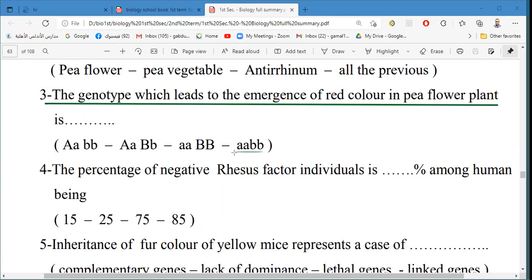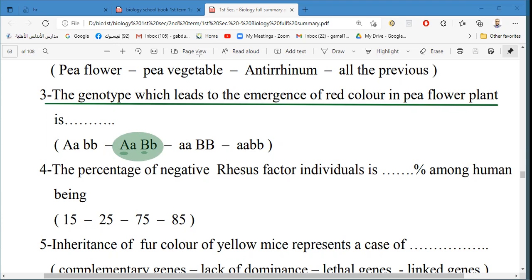The red is a dominant trait, okay? And it appears only if at least one gene in the 2 pairs is dominant. At least one gene of the 2 pairs is dominant. Okay? Which one is correct? It must be one capital in each pair, at least. Must be here one dominant, and here one dominant. So the correct answer will be A capital A small, B capital B small. Okay? At least one pair must have one dominant gene.